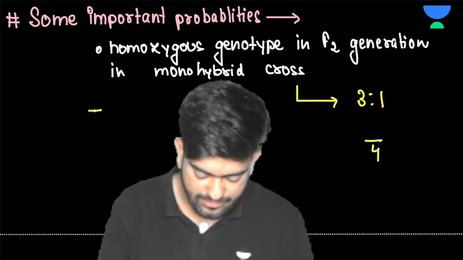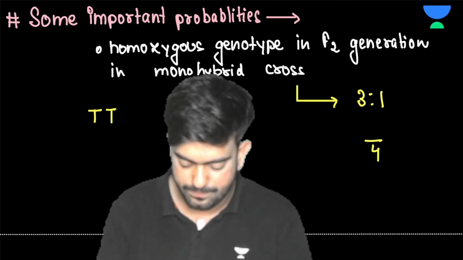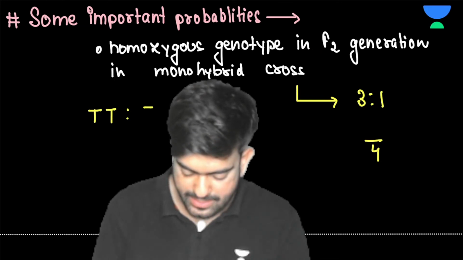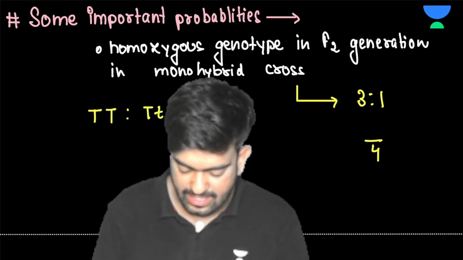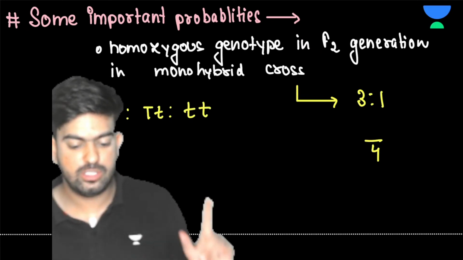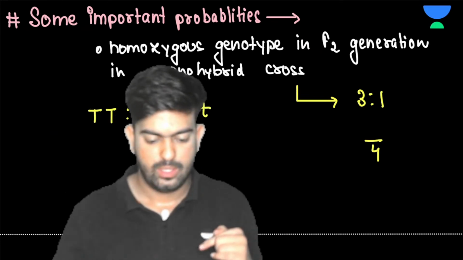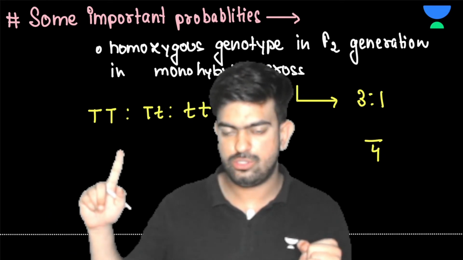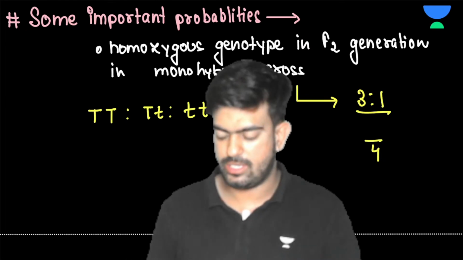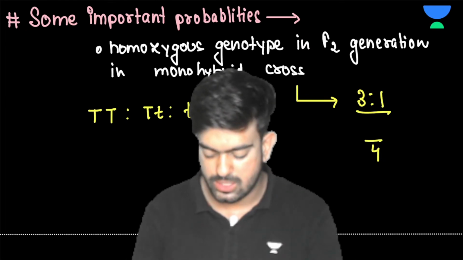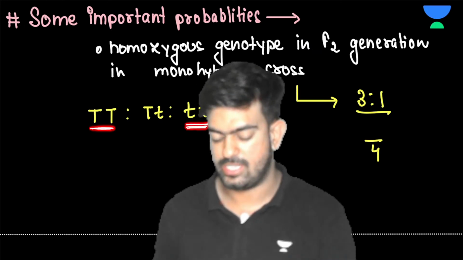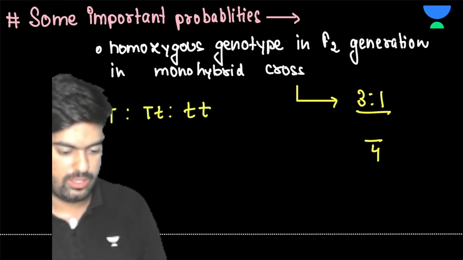So let's see here. If we have capital T, we have capital T, small t, and then we have small t and small t. This was the genotypic ratio. This was the phenotypic ratio. Clear? Now, can you see this one is also homozygous and this one is also homozygous? Yes or no?